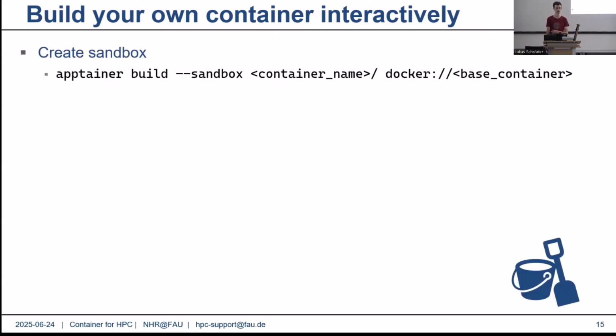For building a container interactively, as I said, you can use the --sandbox option, then you specify your container name and what base container you use. You always have to specify a base container. Later, I will also talk about what would be the ideal base container to use in which case. This can be, for example, Ubuntu, which is just the bare bones structure, or you can use already PyTorch or already set up environments that have everything that you want.